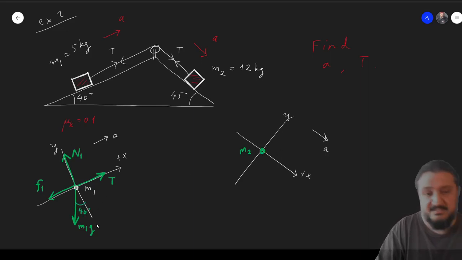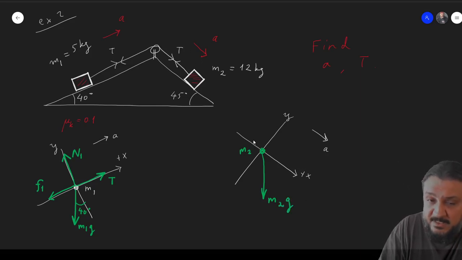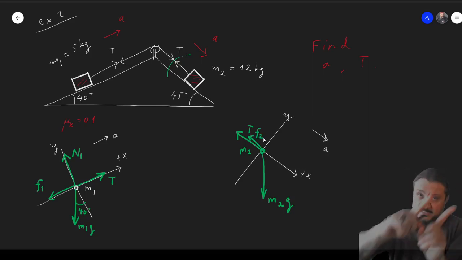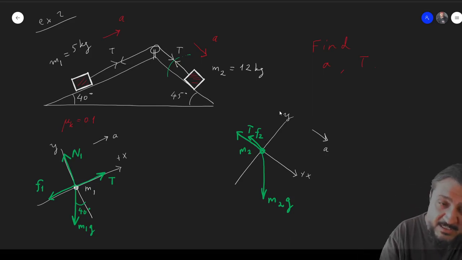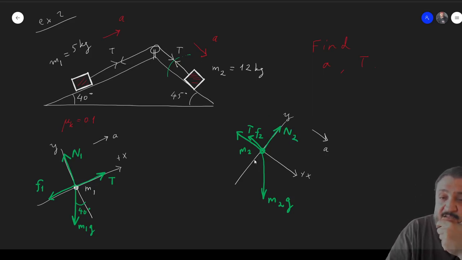Now for M2, of course we have the weight, M2G. Now T. Be careful, T is pulling it in the negative x direction. If you isolate this, T is here, pulling it in that direction. What about friction? Well, friction is also in the same direction, F2. Both friction and the tension point in the negative x direction. We have the normal force, which I'm going to just call N2.